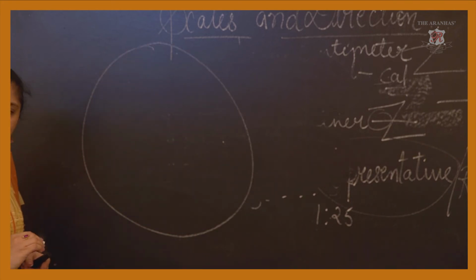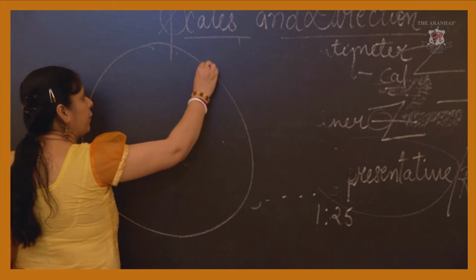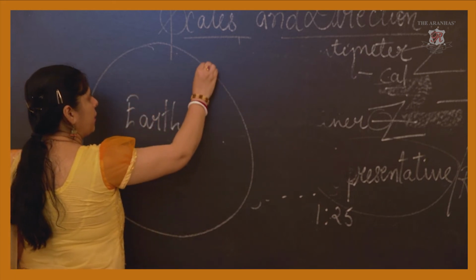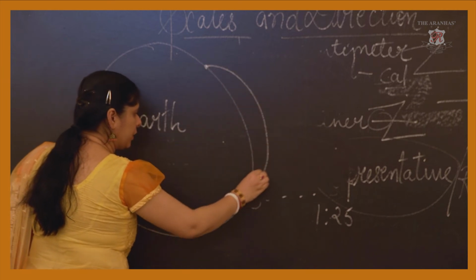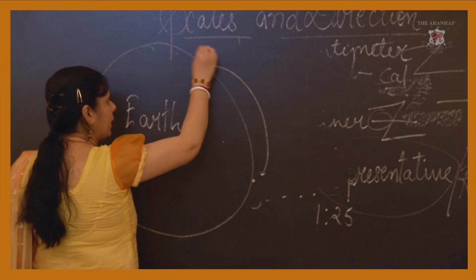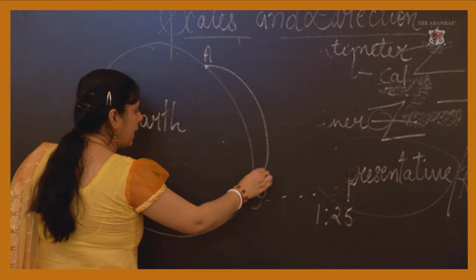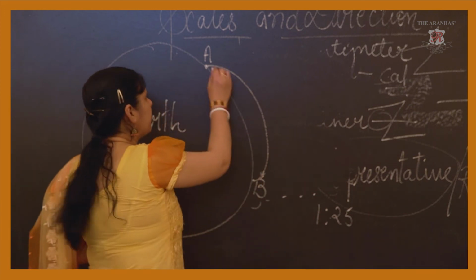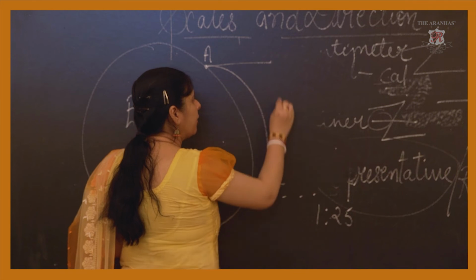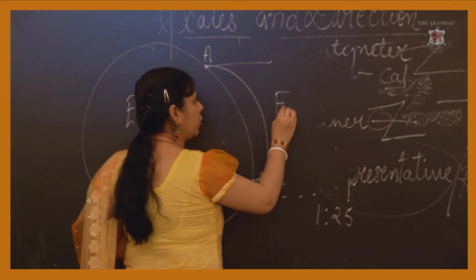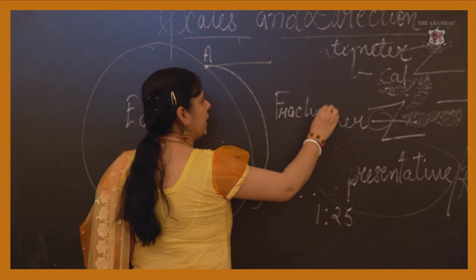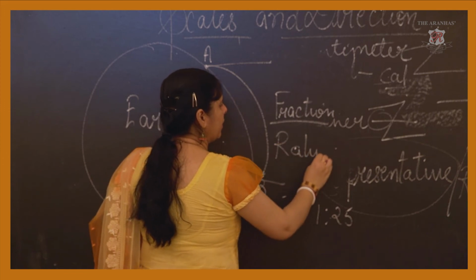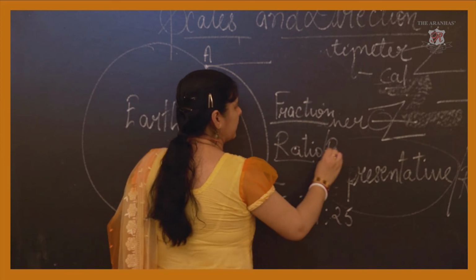This is our earth. So if someone has to travel from this location to this location, suppose this is A, a boy, and B his friend, to travel to this location. So here the entire distance would be shown through a fraction, in a representative manner, or you can say in a ratio manner.